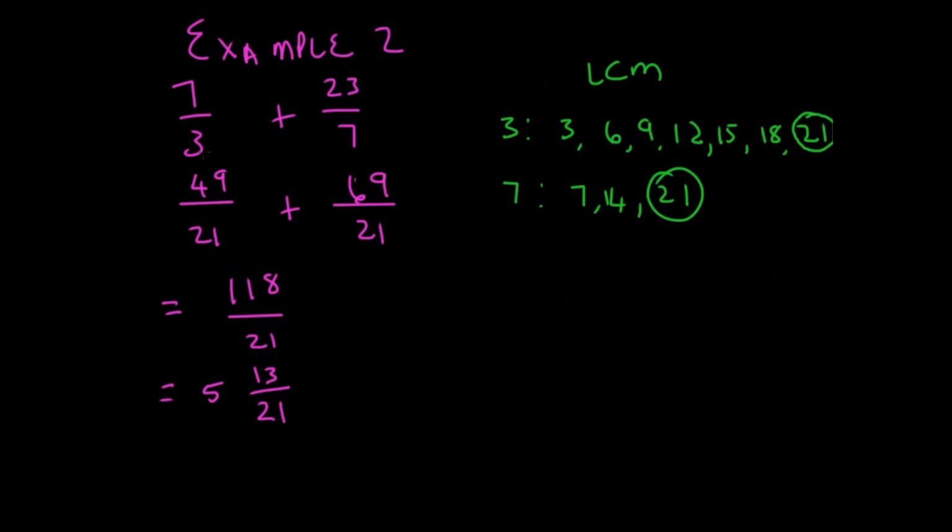What did I do to 3 to get 21? I multiplied by 7. So I must multiply the numerator by 7 as well. This gives me 49 over 21. Let's look at the next one. 23 over 7. What did I do to 7 to get 21? I multiplied by 3. And therefore I must multiply 23 by 3 as well. That gives me 69. When I add the numerators together, it gives me 118 over 21. Now we need to convert this to a mixed fraction, and that gives me 5 and 13 over 21.